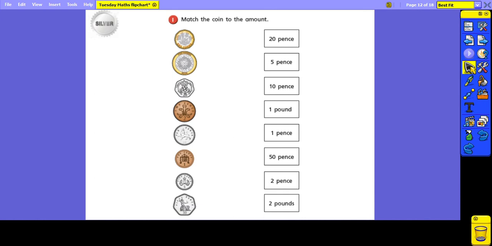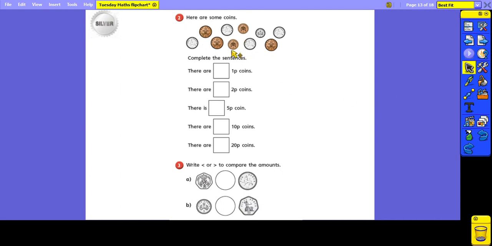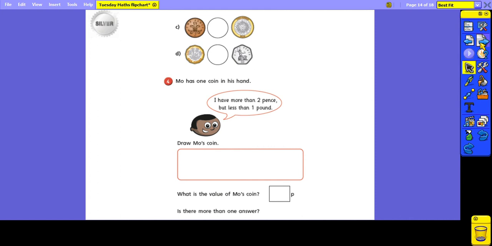And here are your questions for today. So for question 1, you need to match the coin to the correct amount. So use a ruler and a pencil. For question 2, you have got some coins and you need to count how many of the different coins there are. For question 3, you're using the less than or greater than symbol to compare the coins. Question 4, Mo has 1 coin in his hand. I have more than 2 pence but less than £1. Draw Mo's coin. So draw the coin that he could have here and write the value, and then have a think if there's more than one possible answer.